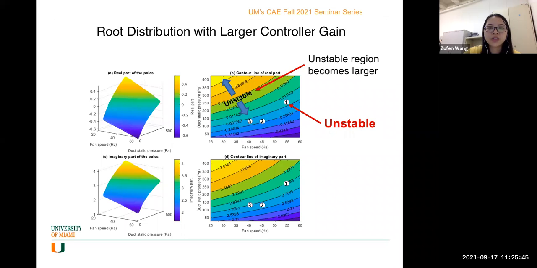It has to be noted that the root distribution already considers the controller, so the controller will impact the root distribution. If we design the controller with larger controller gains, the contour line of the real part will move downward. It means the unstable region will become larger, and the operation condition at point 1 might be unstable. That means if the controller is designed improperly, we will have more unstable conditions.